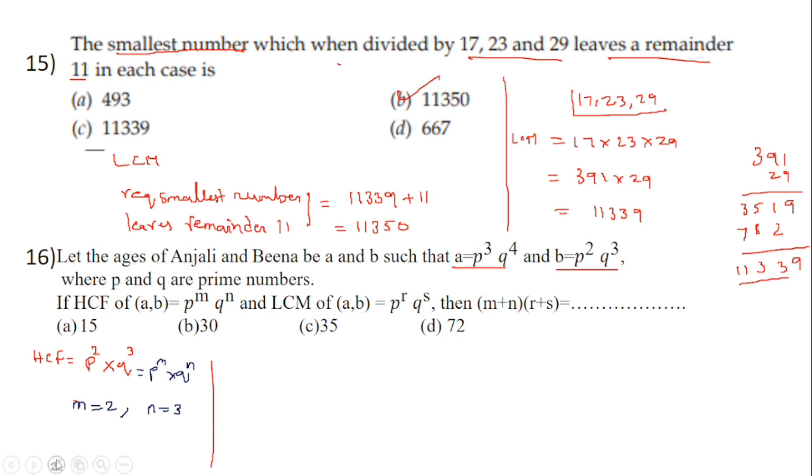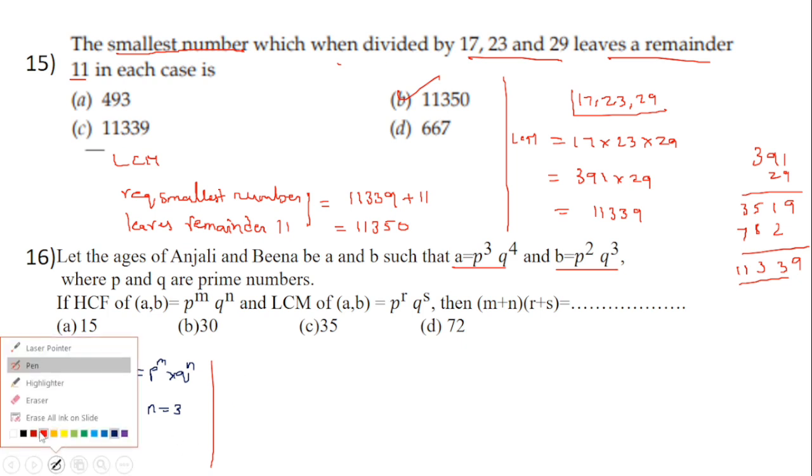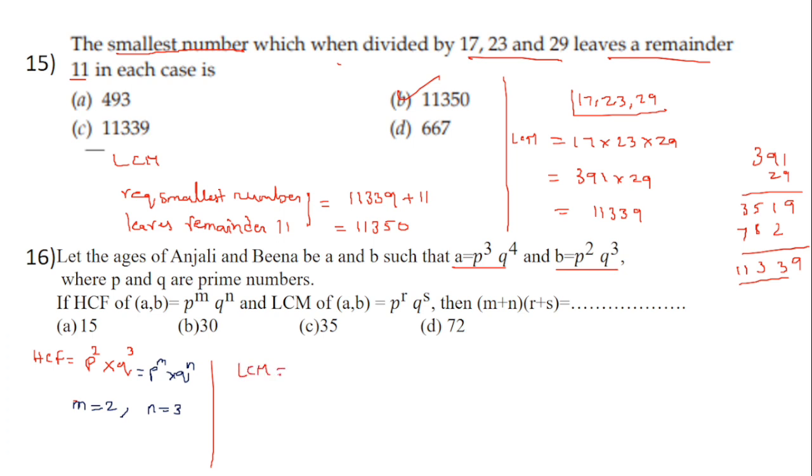Similarly, now we will find LCM. LCM means maximum power. P cube Q power 4. This is nothing but what? P power R Q power S. So compare the exponents. So R is equal to 3 and S is equal to 4.